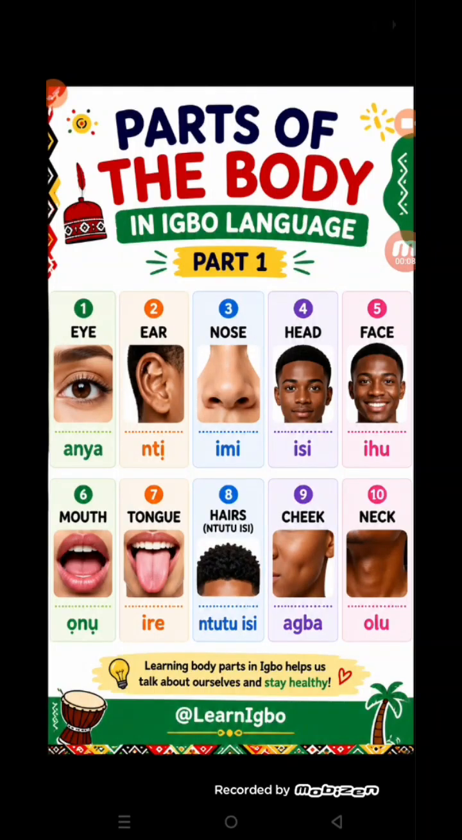Today we'll be looking at parts of the body in Igbo language, and this is part 1. There are so many parts of the body, both outside and inside, outer parts and inner parts. But we're looking at the first part of these parts of the body today. So we're looking at 10 of them.